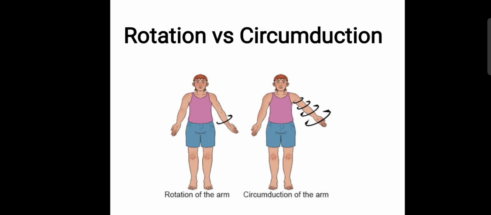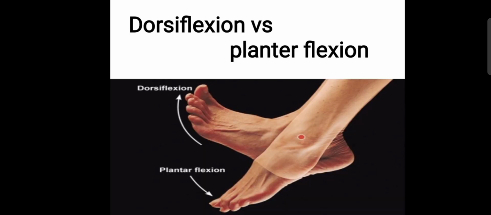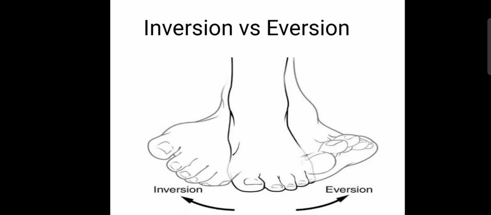Rotation versus circumduction. Rotation means how you can see in the image how the hand is rotating, and the circumduction is where you are rotating your entire arm. Dorsiflexion versus plantar flexion. Dorsiflexion means where you are pulling your toes upward, and the plantar flexion means where you are pointing your toes downward. Inversion and eversion. Inversion means turns the sole of the foot inward, and eversion means turns the sole of your foot outward.